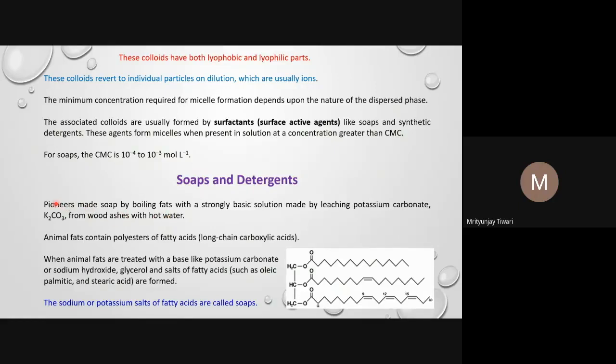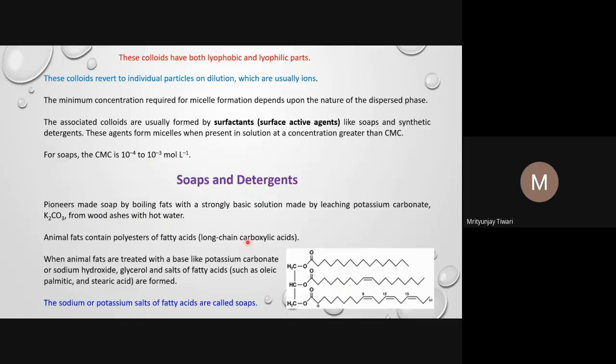The pioneers means in the beginning. So animal fat, what is the fat? As I'm saying, the boiling fat. Animal fat is one example of fat, and it contains polyesters of fatty acids. And the fatty acids are what? The long chain carboxylic acids.